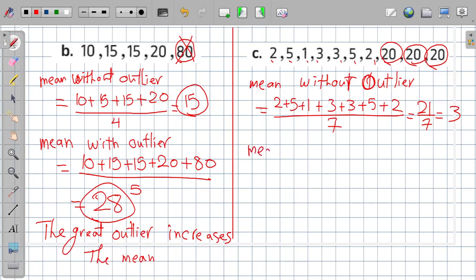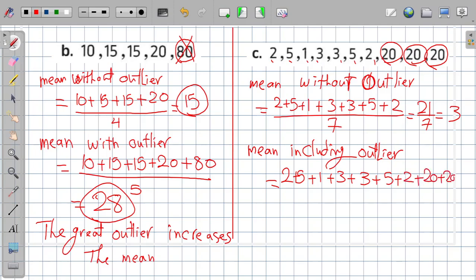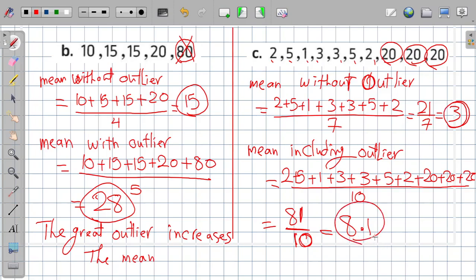Next, I wanted to find the mean including the outliers. Okay. So I have 2 plus 5 plus 1 plus 3 plus 3 plus 5 plus 2 plus 20 plus 20 plus 20, and all of these divided by 1, 2, 3, 4, 5, 6, 7, 8, 9, 10, so divided by 10. So I have 21, and plus 20 plus 20 plus 20 equals 81. And 81 divided by 10 is equal to 8.1. So I have 3 and 8.1.